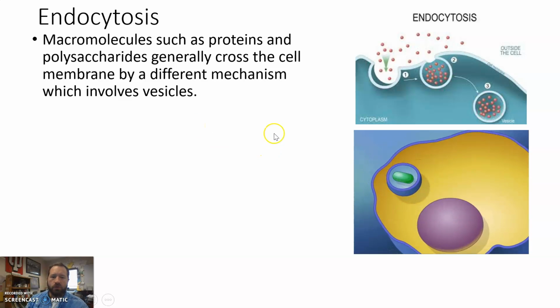Very large molecules, some macromolecules, or a large quantity of molecules enter the cell through a different mechanism, and it usually uses what we call vesicles. So here's a picture of a vesicle. There's the GIF with the vesicle right there. There's a vesicle, that kind of inner purple circle.